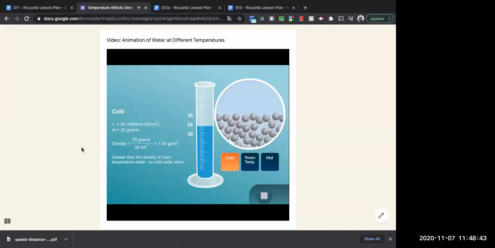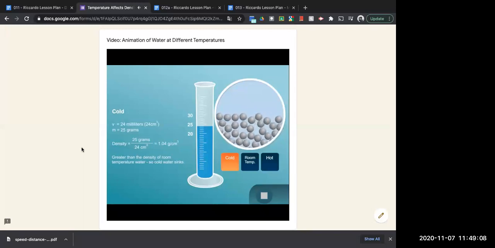As they've moved closer together, the volume of the sample has dropped from 25 milliliters down to 24 milliliters. The density is now mass 25 grams divided by volume 24 cubic centimeters, and that is a density greater than 1. It is 1.04 grams per cubic centimeter. Because it is denser than room temperature water, cold water will sink.